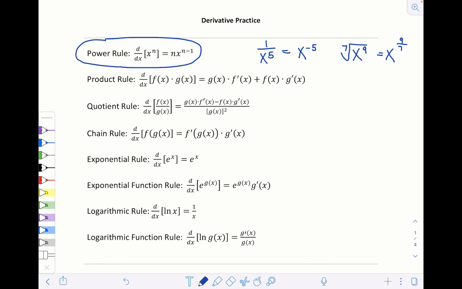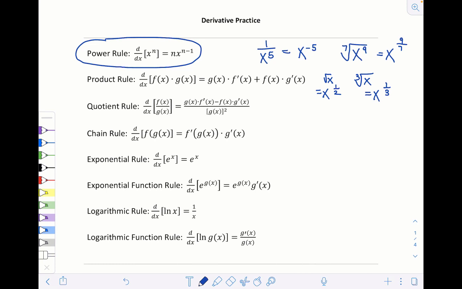And then in general, anytime you have something like a square root or a cube root, you would write it as a fractional exponent where the denominator is actually indicating the radical or the root in either case.